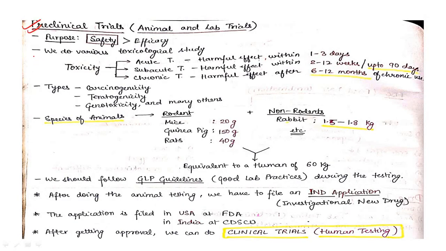For going for clinical trial, first we will discuss about preclinical trials, that is also known as animal and lab trials. Clear? And the purpose of this preclinical trial is just to go for the safety. If efficacy is second, safety is the most important thing which we look in our preclinical trials. Now, we do various types of toxicological study. Clear? And on the basis of toxicity, we have also divided the grading: acute toxicity, subacute or chronic toxicity.